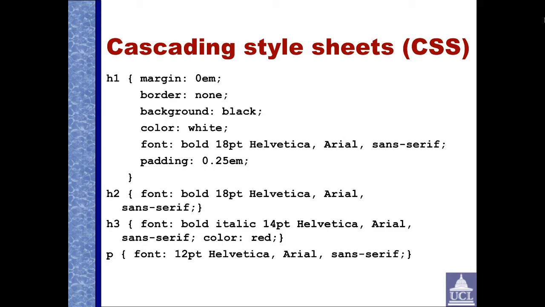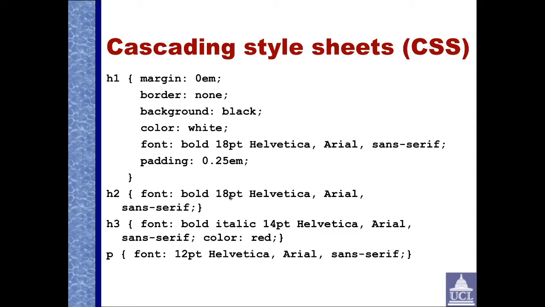Now here's a more extensive example where I've taken something similar to what we've just seen for H1. We're also now specifying H2, H3, and paragraph. So in this case we're using a sans serif font for everything, Helvetica if available, otherwise Arial, otherwise the default sans serif. In the case of heading 1, it's going to be white text on a black background with no border but some padding and no margin either.